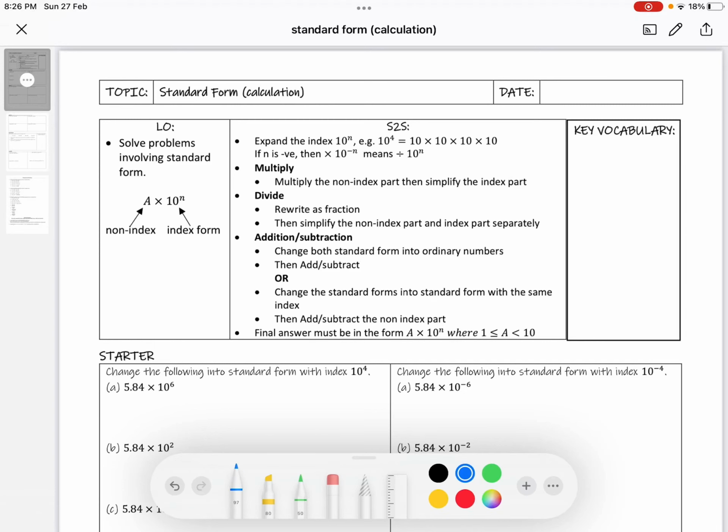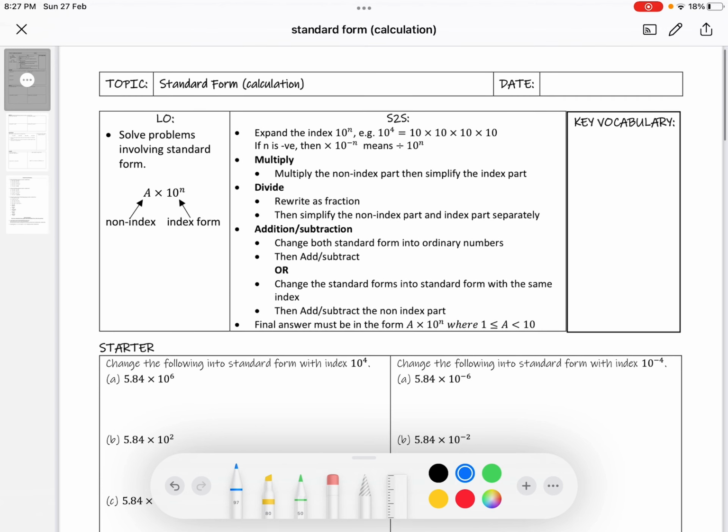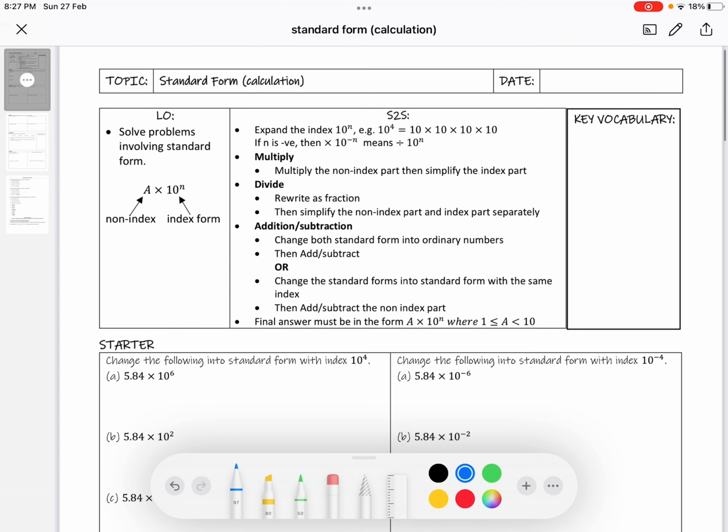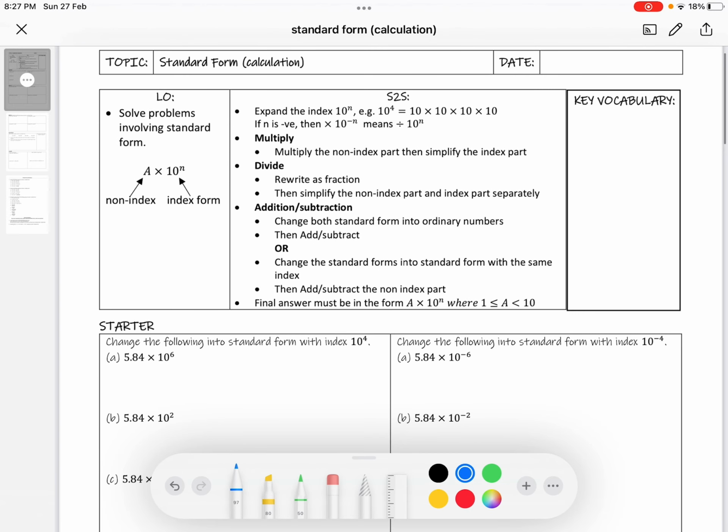Assalamualaikum. For today's video, I will be explaining standard form and how to solve problems involving standard form. You're going to learn how to do calculations that involve multiplication, division, addition, and subtraction.